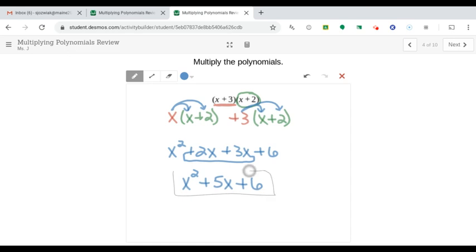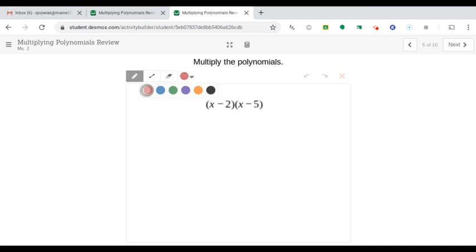So really what we're doing when we're multiplying a binomial times a binomial is we're just distributing twice. We're taking the first term in the first binomial, so that x, and distributing it to the second binomial. And then we're taking the 3 and distributing it to the second binomial as well. So this first step that we wrote here really helps us break it up and see what it is that we're actually doing. Okay?